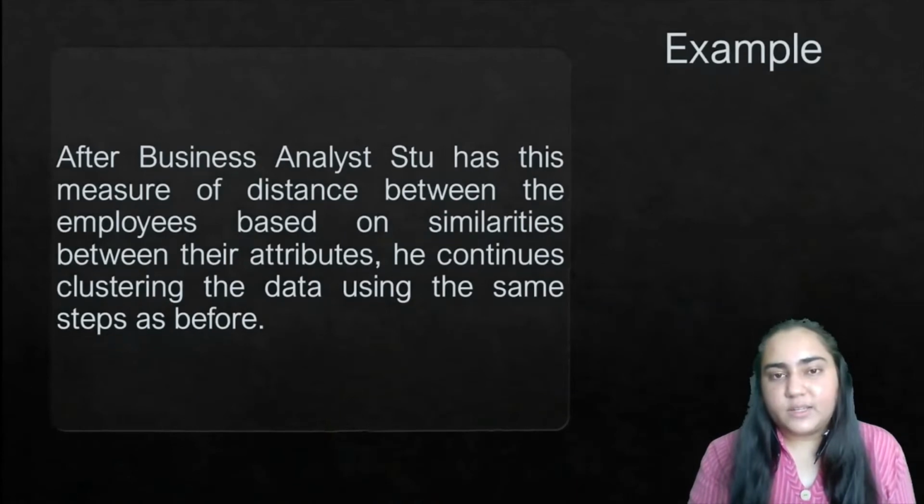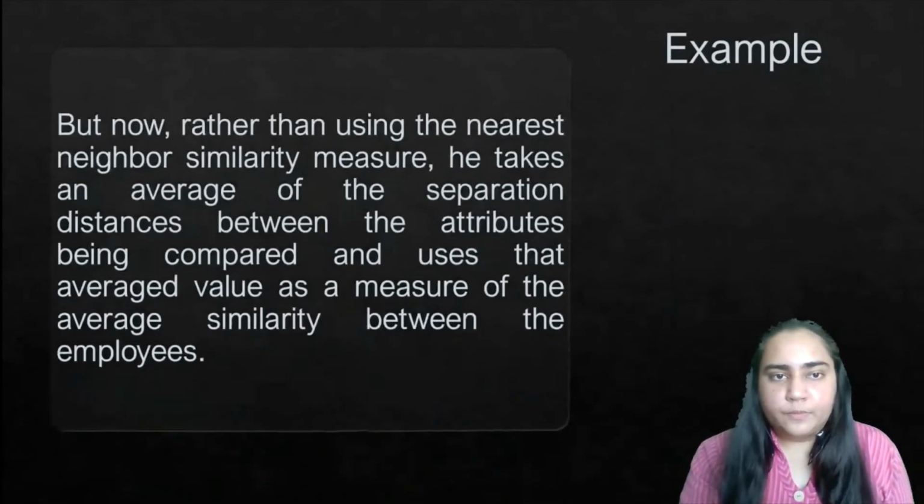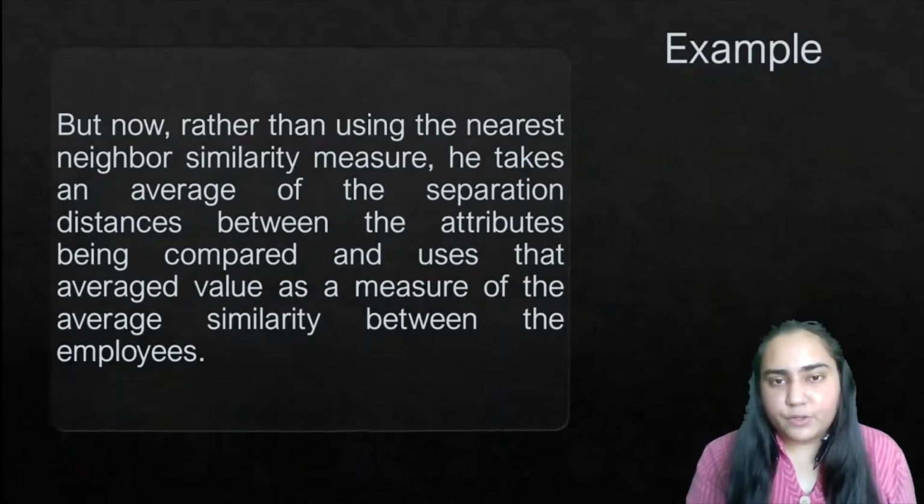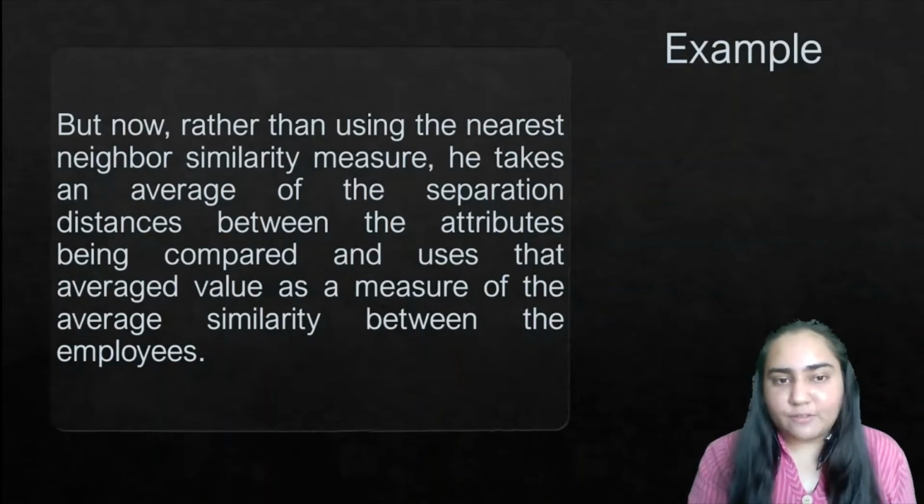After business analyst Stu has this measure of distance between the employees based on similarities between their attributes, he continues clustering the data using the same steps as before. So how is that done? Rather than using the nearest neighbor's similarity measure, he takes an average of the separation distances between the attributes being compared and uses that averaged value as a measure of the average similarity between the employees.